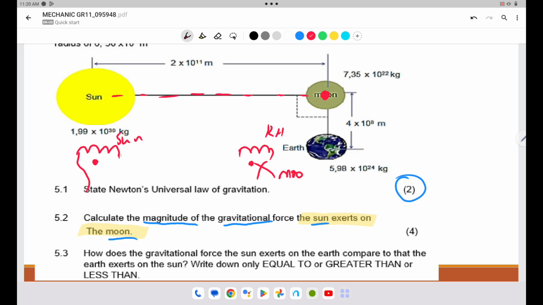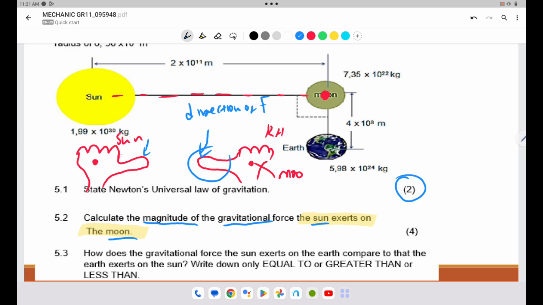So I'm going to take out my thumbs in such a way that the thumbs are going to point at each other if the force is attractive. If the force is repulsive, then my thumbs are going to point in opposite directions. So what do the thumbs represent? The thumb represents the direction of the force. This is the direction of the force.